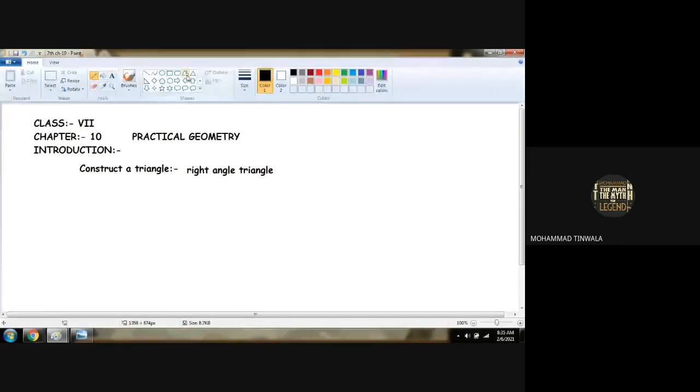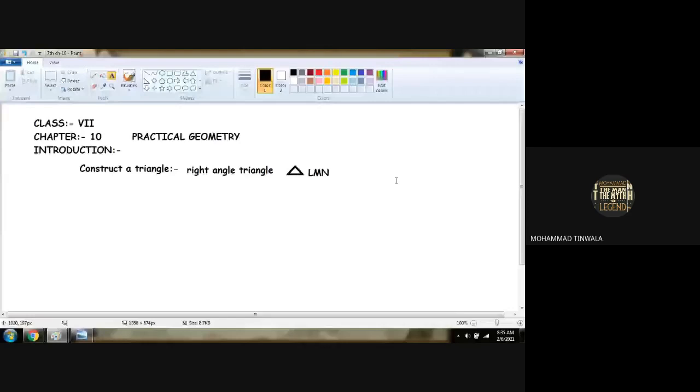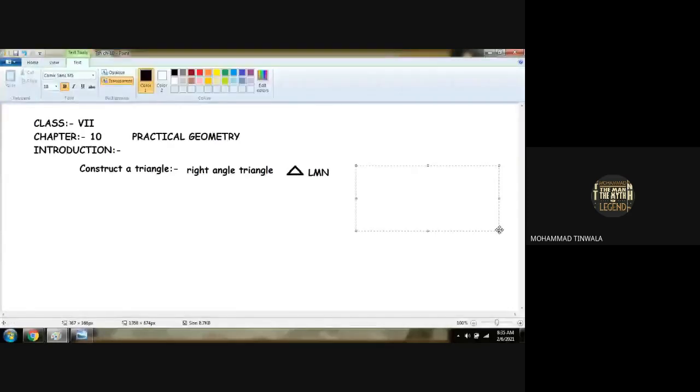LMN, we have to construct triangle LMN. Now, what are the things we have to follow? We have to follow that right angle at angle L. Angle L ઉપર right angle છે. અહીંયા હું angle કરી નાખીશ પછી.